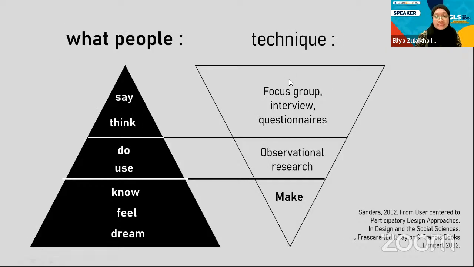This is usually the technique used to access what people say, what people think. We use focus groups, interviews, questionnaires like this. Why is the triangle like this? Because this is a very popular method used by researchers in accessing user experience. However, we can only access people's deep experience if we ask them to make something. This is her argument.